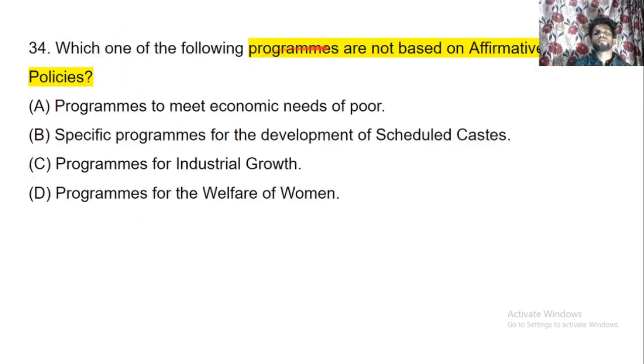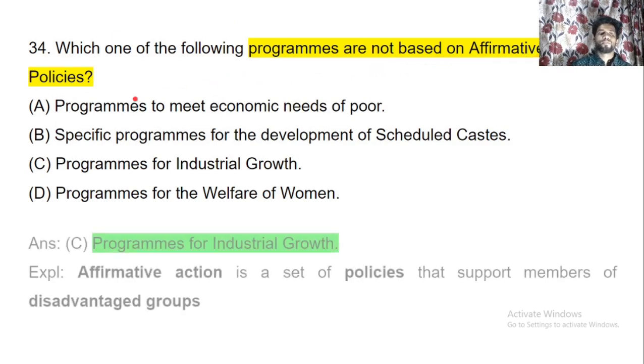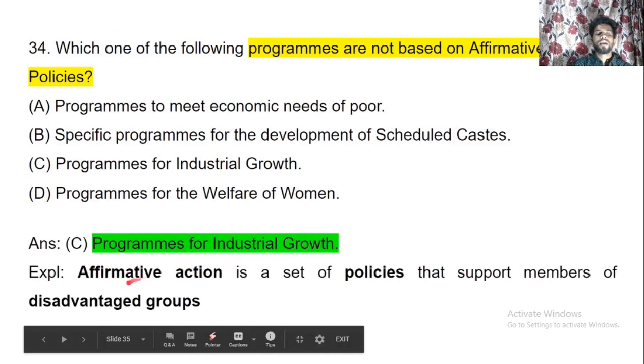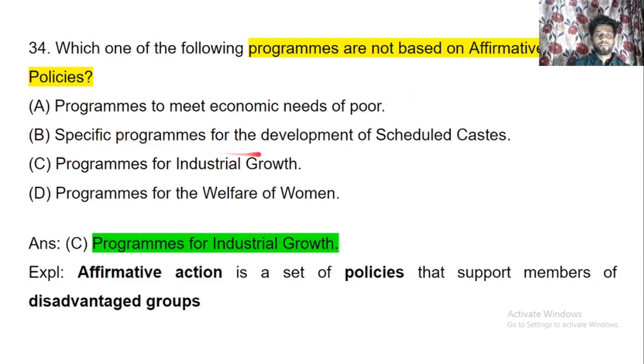Which social program is not based on affirmative action policies? Program for industrial growth. Affirmative action is a set of policies that support members of disadvantaged groups. So industrial growth is not a support for any disadvantaged group. So this is not based on affirmative action, but what others are? Programs to meet the economic needs of the poor, yes, correct. Specific programs for the development of scheduled castes, yes, for SC it is okay. Programs for the welfare of women, yes, it's needed, but a program for industrial growth is not affirmative action.